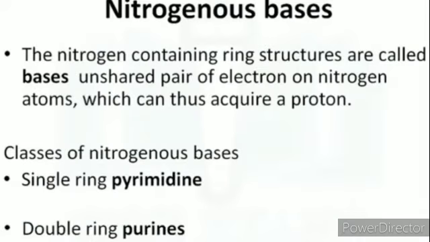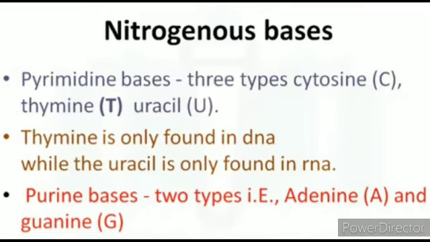Then the second chemical component is the nitrogen bases. Nitrogen bases are divided into two groups. The first one is the purine group, which contains adenine and guanine. The second one is the pyrimidine group, which contains thymine and cytosine.